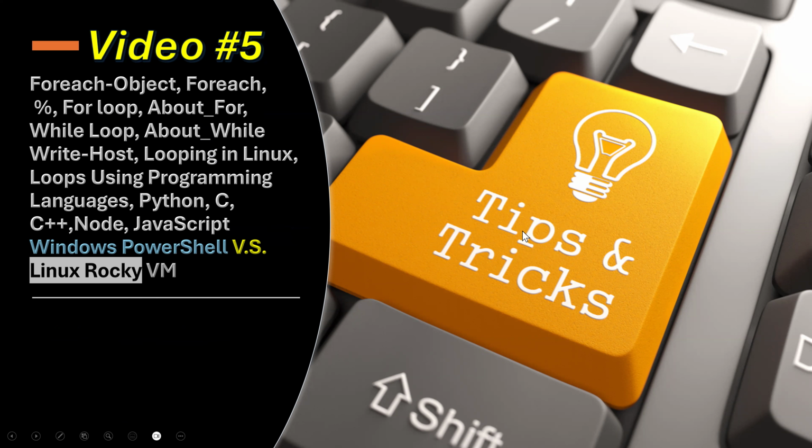But the commands that I'm going to be discussing here today are looping, how you do a foreach loop in PowerShell. ForEach-Object is a cmdlet in PowerShell whose shortcut or alias is foreach, and then there's also the percent sign, which is also an alias for the ForEach-Object cmdlet.